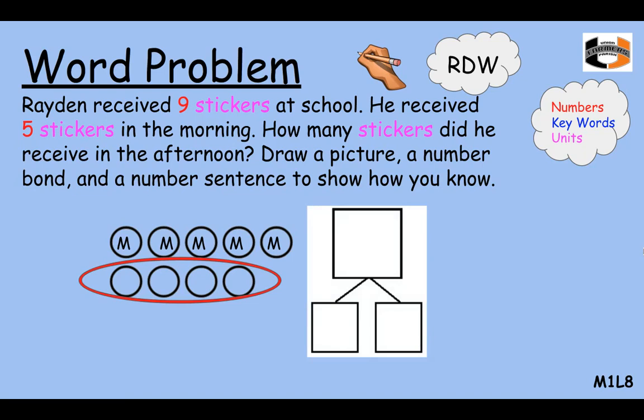So we're going to draw our number bond. And we're going to put the total of 9. We're going to put the part of the stickers that he received in the morning, which we know is 5. And by looking at our picture, we figured out that the other part has to be 4.